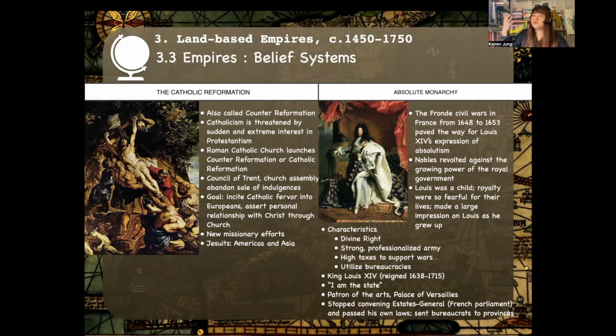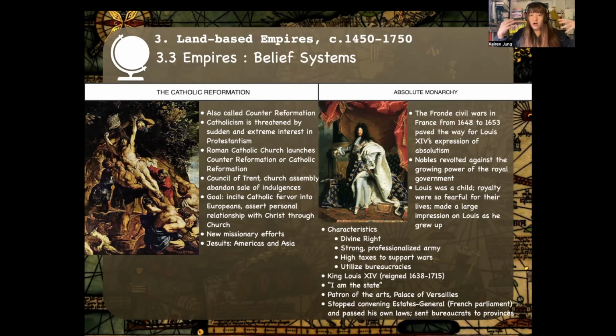why. The nobles revolted against the growing power of the royal government at that time, and Louis was just a child. Royalty were so fearful for their lives, and this made a large impression on Louis as he grew up. And when he grew up, he resolved he would not allow the nobles to revolt against the power of the royal government. He decided that he would proclaim this divine right of kings God had ordained for him to rule.